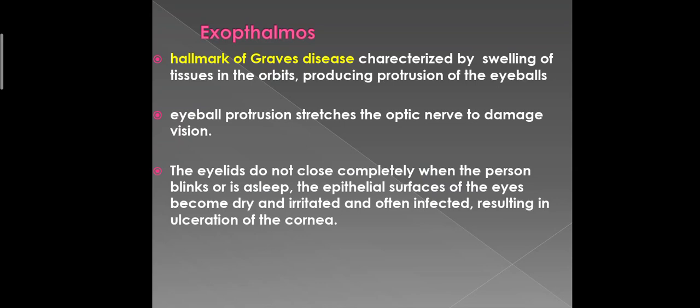Exophthalmos. Most people with hyperthyroidism show some degree of protrusion of the eyeballs. This condition is known as exophthalmos. It is characterized by swelling of the tissues in the orbits, resulting in protrusion of the eyeballs. And sometimes this protrusion is so severe that the eyeball stretches the optic nerve to damage the vision. The eyelids do not close completely when the person blinks or is asleep, and the epithelial surfaces of the eyes become dry and irritated and often infected.